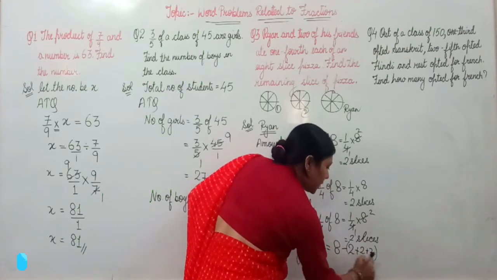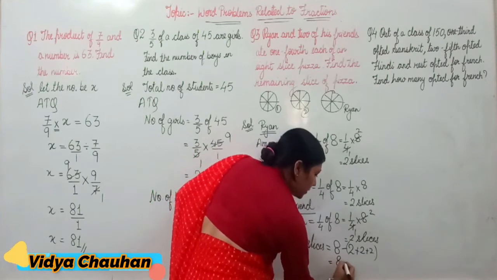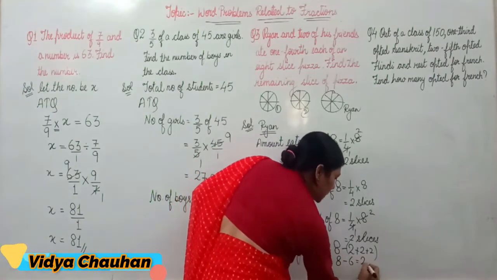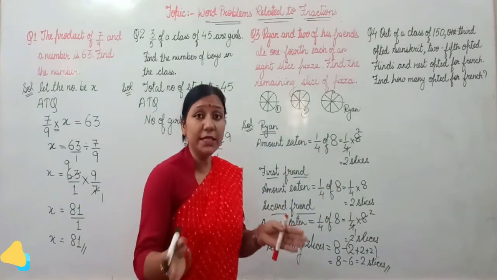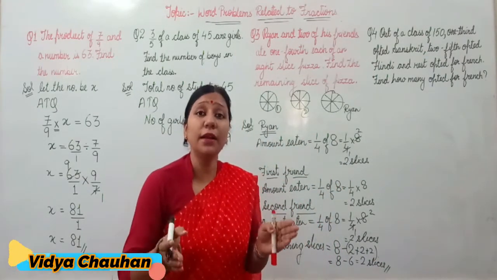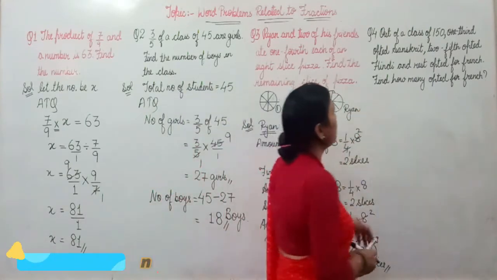That means these are the 3 slices eaten by the 3 friends. So it will be 8 minus 6. It means only 2 slices are left. Out of total 8 slices, only 2 slices are left. Clear, children? Coming to the last question.